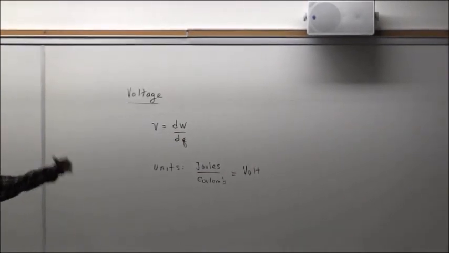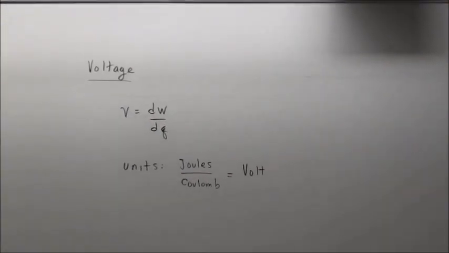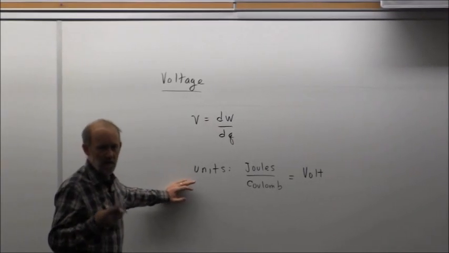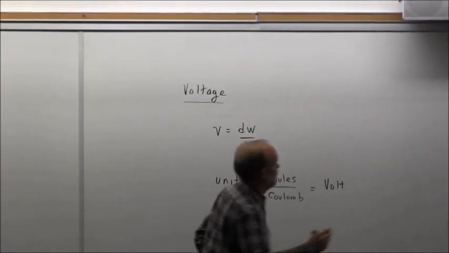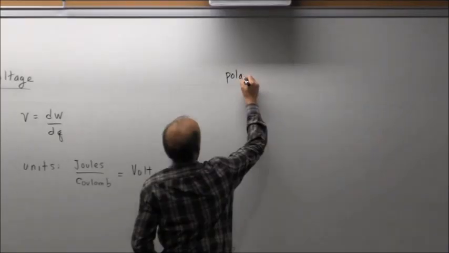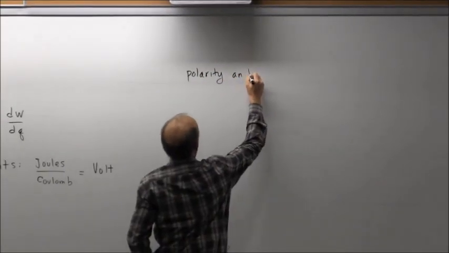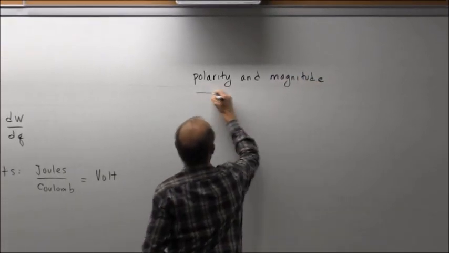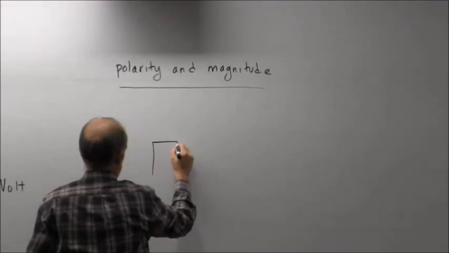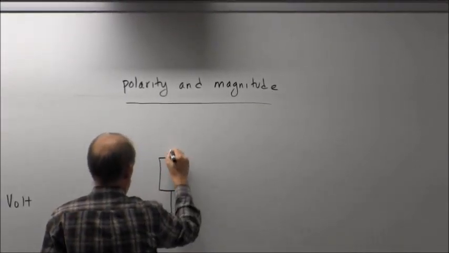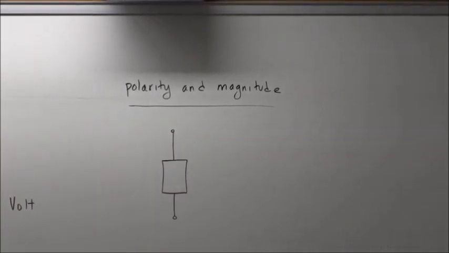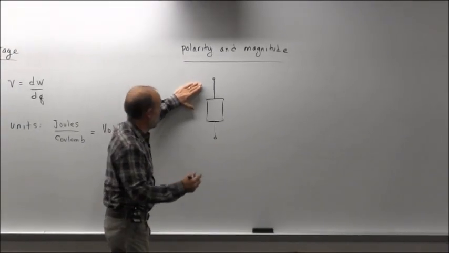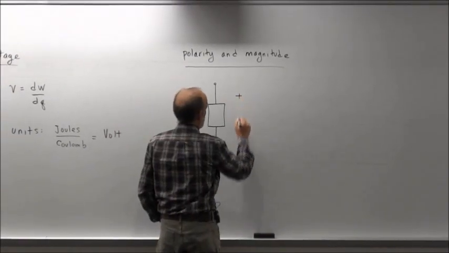Now you're going to notice there's a familiar theme here. Because charge is bipolar, that means that to correctly designate and specify a voltage, we have to show a polarity and a magnitude. So if I take a circuit element and want to represent voltage associated with the circuit element, a couple of equally valid ways I can do that.